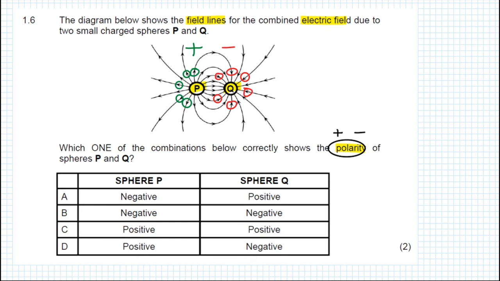Let's start off just by looking at sphere P so that we don't make any silly mistakes. Sphere P is positively charged, so we know either option C or D is correct, and we highlight those options. Now we go on to sphere Q. We know that sphere Q is negatively charged. When we look at the options C and D, the one that says sphere Q is negatively charged is option D. Therefore, the correct answer to this question is D.